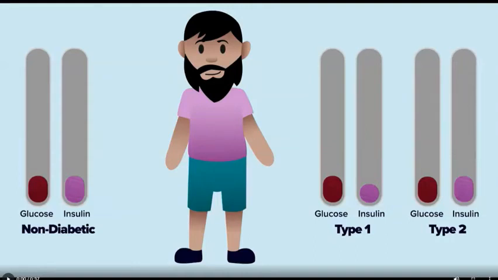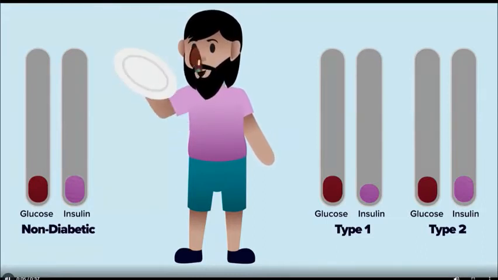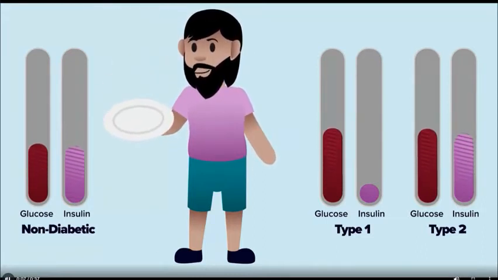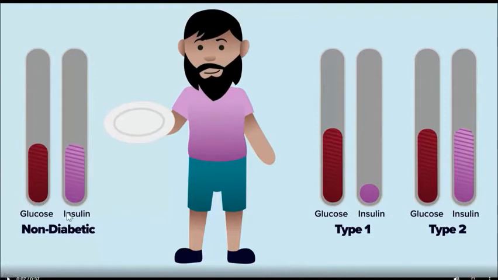All right, so we're going to watch the levels of glucose and insulin in 3 types of people in 3 different situations. So here we go. Here we have a person eating a high protein meal. Pause it there and notice what happens to the glucose and insulin in a non-diabetic.